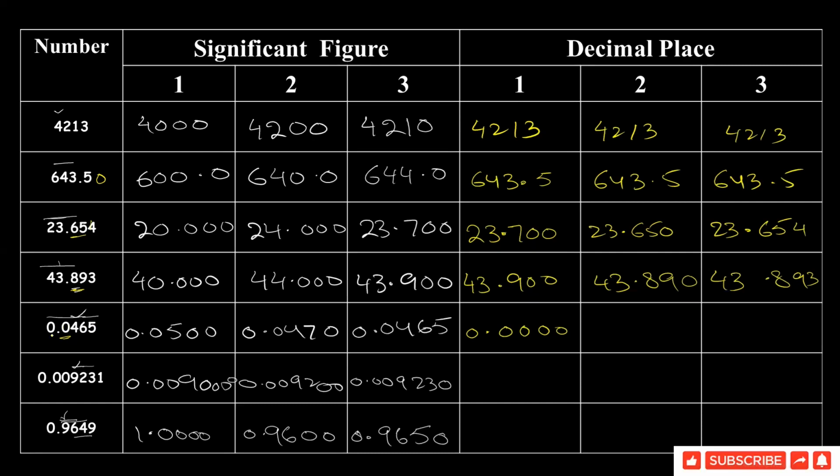Here, for the 2 decimal place, if you round it, the next to 4 is 6. So 6 will be removed and you will add 1 to this 4. So it becomes 0.0500. Now here 3 decimal place. 3 decimal places are 0, 4 and 6.